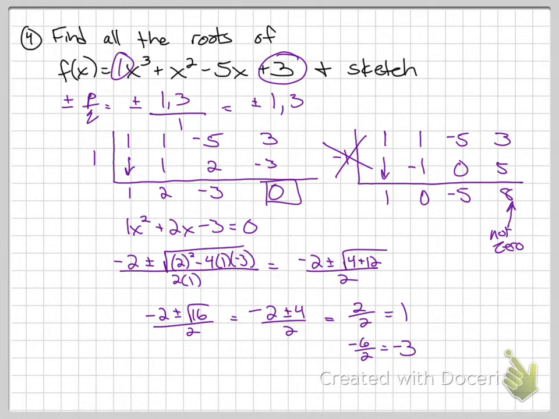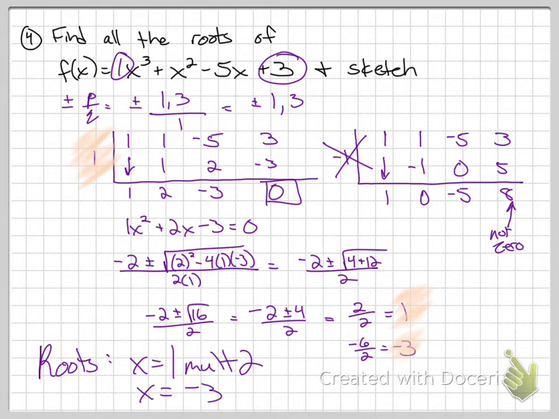So, way back up here, 1 was an answer. Then I got 1 again, and then negative 3. So my roots: x equals 1, multiplicity 2, and x equals negative 3.